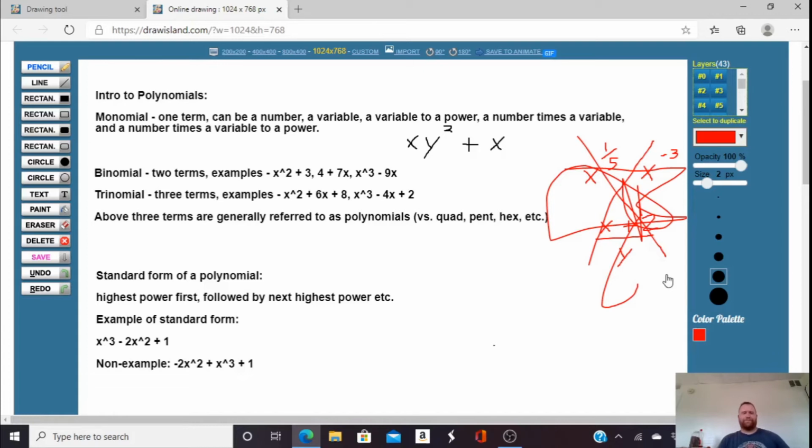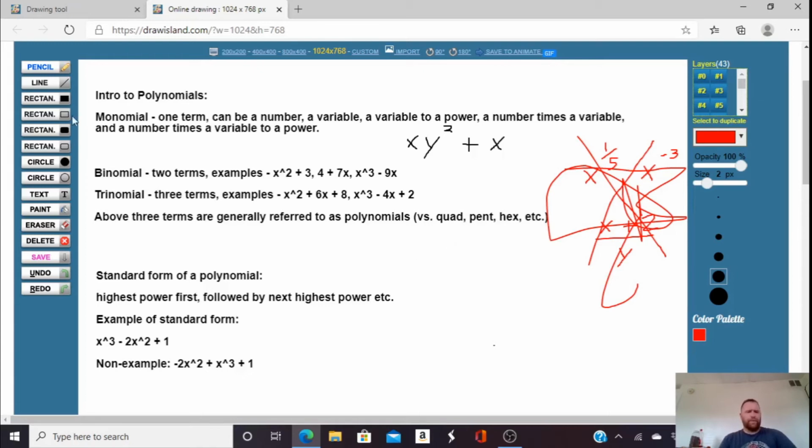All right. But the specific kinds that we name are monomials. And then for two terms, we have binomials, something like x squared plus 3, 4 plus 7x, x cubed minus 9x. Those are all binomials because they have two terms. And then we also name ones that have three terms. Those are trinomials, such as x squared plus 6x plus 8, x cubed minus 4x plus 2. And then above three terms, we just generally refer to them as polynomials. We don't say quad, pent, hex, like we do with a quadrilateral, a pentagon, a hexagon, and so forth.